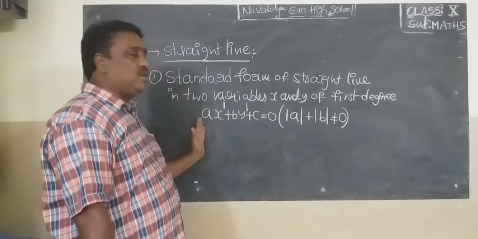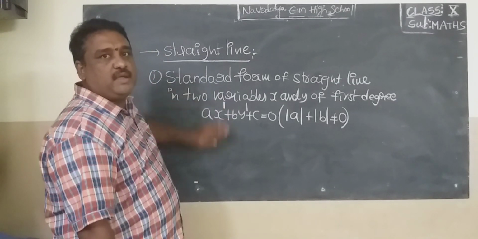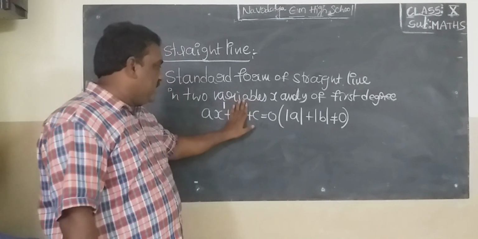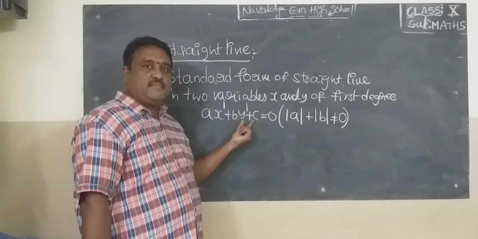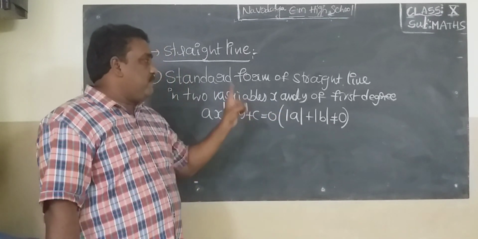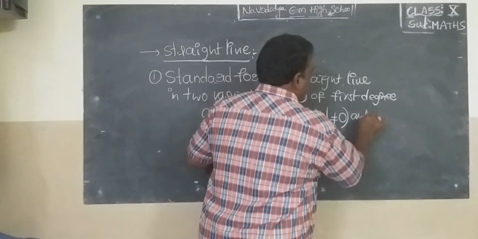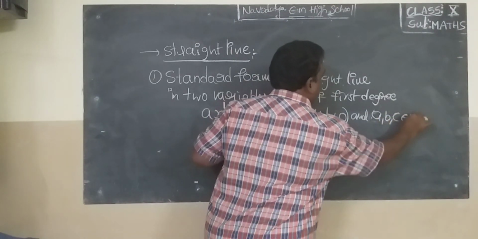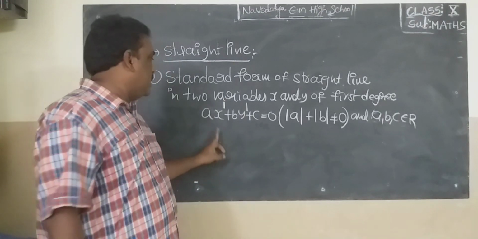Suppose A is 0, what happened? The first term becomes 0, it becomes one variable. Suppose B is 0, what happened? The middle term becomes 0, it becomes one variable. There is no problem with C. So the condition plays an important role. Mod A plus mod B not equal to 0, and A, B, C belong to real numbers, C for constant. Okay?